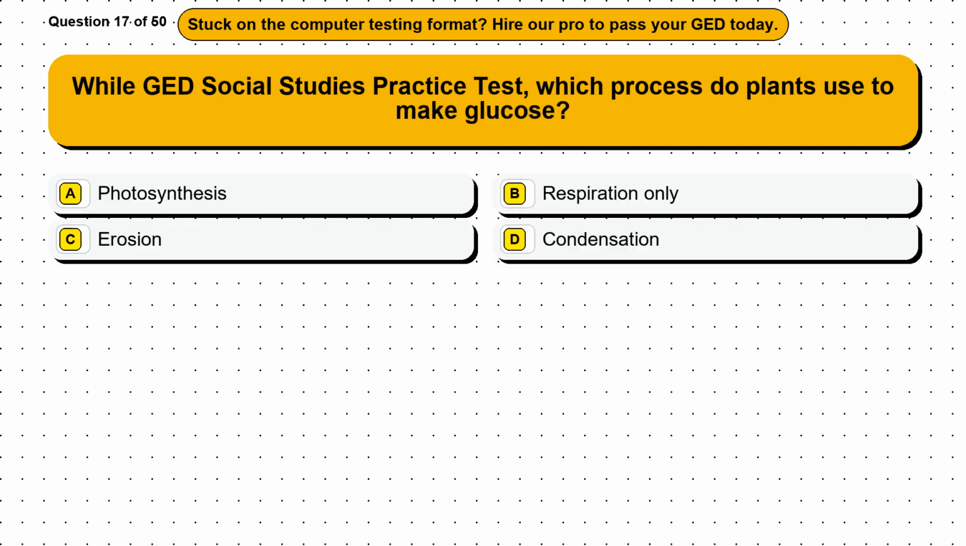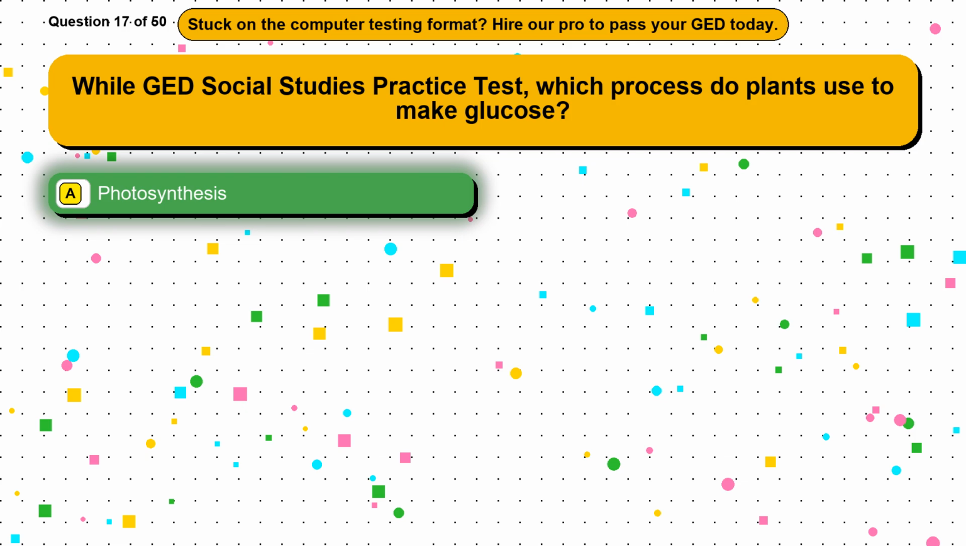Question 17. While GED Social Studies practice test, which process do plants use to make glucose? Option A, photosynthesis. Option B, respiration only. Option C, erosion. Option D, condensation. The correct answer is option A, photosynthesis.